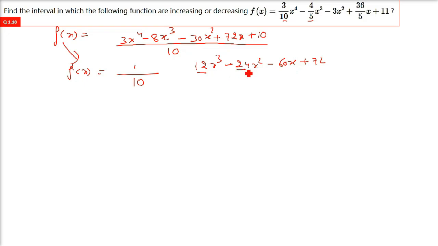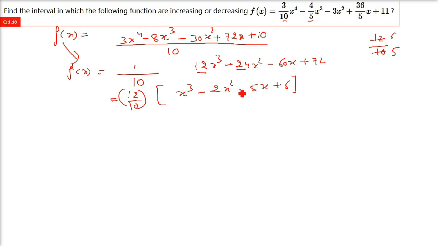If you take 12 outside, because all the values which are in front of the x are divisible by 12. So when you take this 12 by 10 outside, you can write it as 6 by 5. It's up to you, because we are going to deal with the next part, which is the variable part, the terms having the variables. Now when you take 12 outside, what will be remaining? x cube minus 2x square minus 5x plus 6. This is multiplied by 6 by 5.